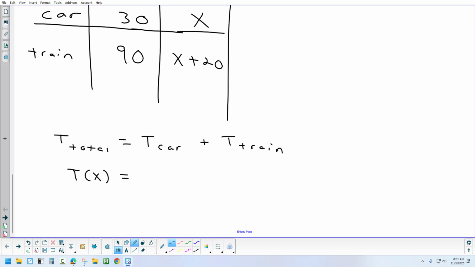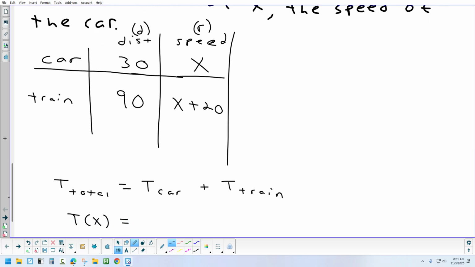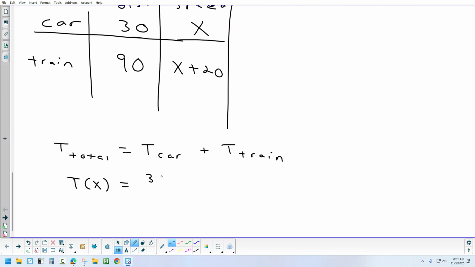Let's figure out the time she spends in the car. Time is distance divided by rate. What's the distance she traveled in the car? 30 miles. And what's the speed of the car? So divide the two, and that's your time. Distance divided by rate is the time she spends in the car. We don't know the speed of the car yet, but that's fine. When we do know it, we can plug it in.